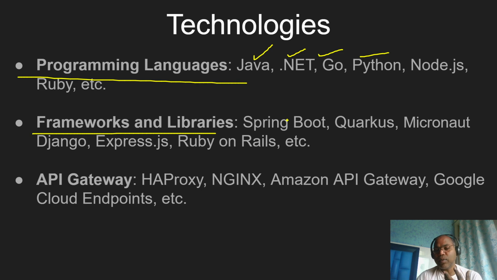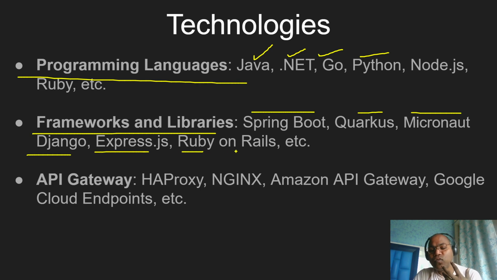If you want to build a RESTful API, just use Spring Boot. Within 5 minutes, you can build the API and test it. You can use Quarkus, Micronaut, Django, Express, Ruby on Rails. Lots of frameworks and libraries exist that help us build REST APIs. Due to the easy implementation, lots of open source frameworks and libraries exist for developing REST APIs.